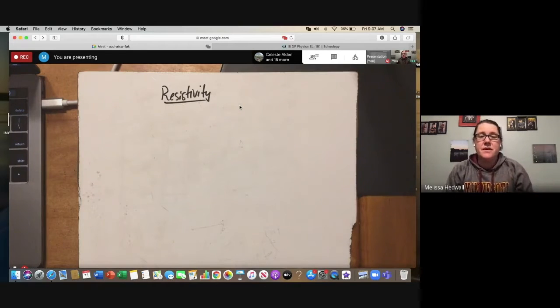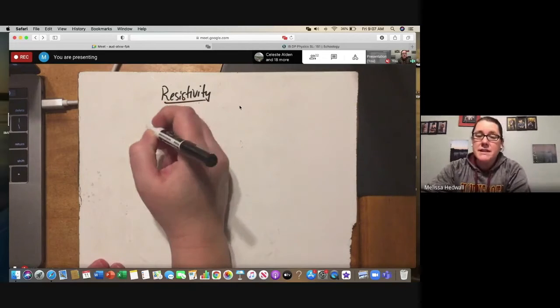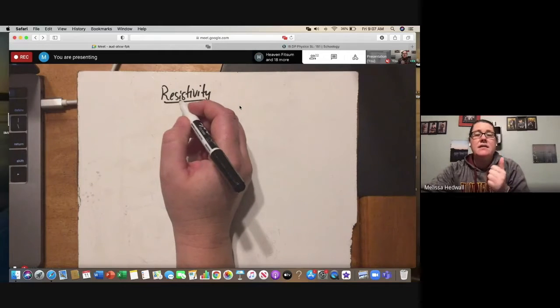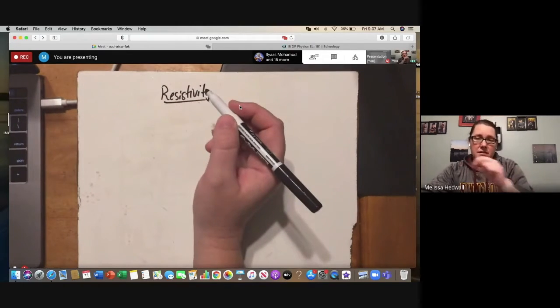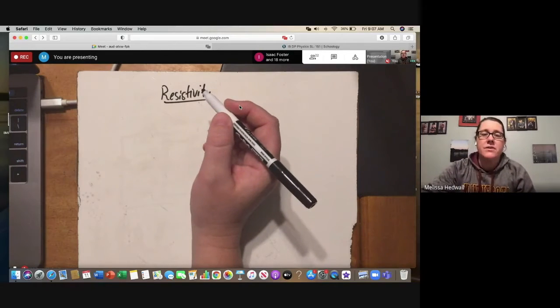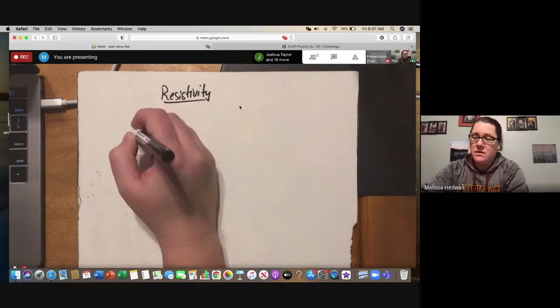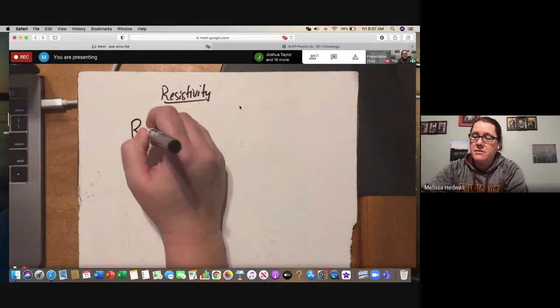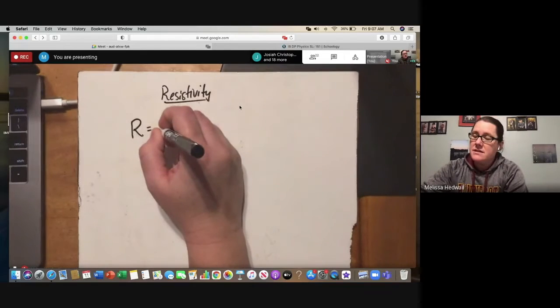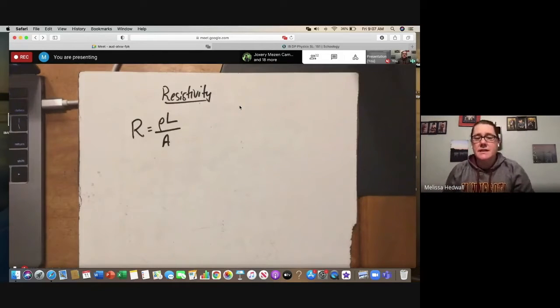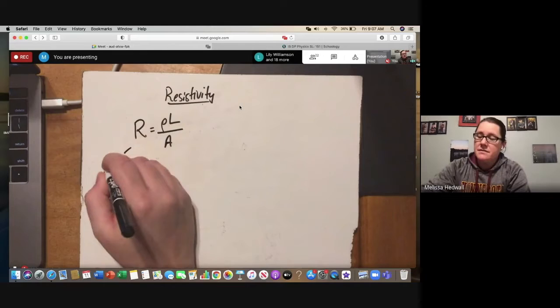The total resistance is a combination of the resistivity of the material, the length of material that the current is passing through, and the cross-sectional area that the current's passing through. Those three things together provide the overall resistance. The equation we'll be operating with is that resistance is equal to rho times L over A.